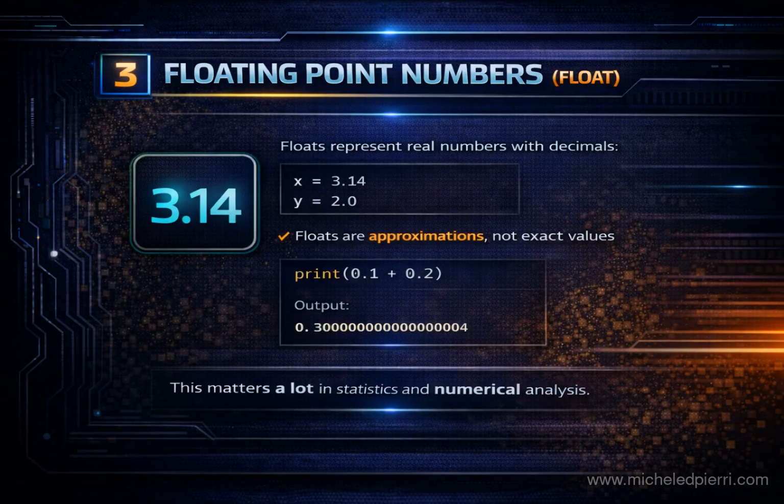Floating point numbers, or floats, represent real numbers with decimals. It is crucial to remember that in computing, floats are approximations, not exact values. Look at the terminal output. Adding 0.1 and 0.2 doesn't return exactly 0.3. This behavior is a classic in numerical analysis that you must always keep in mind.